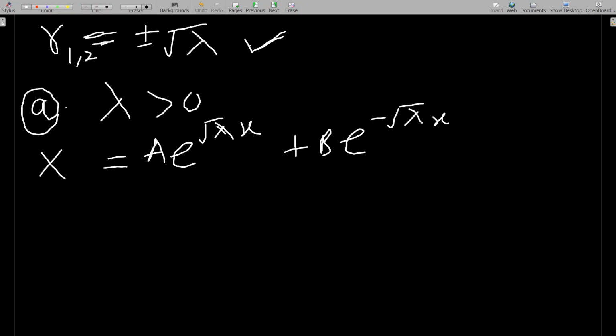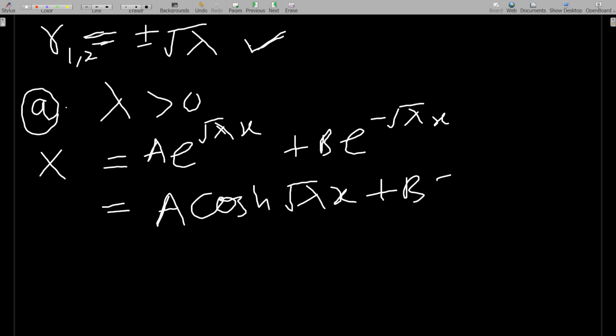We have plus or minus there, and we said that when you have plus or minus something, it can be written as a cosh of the square root of that thing plus b sinh of the square root of lambda x.